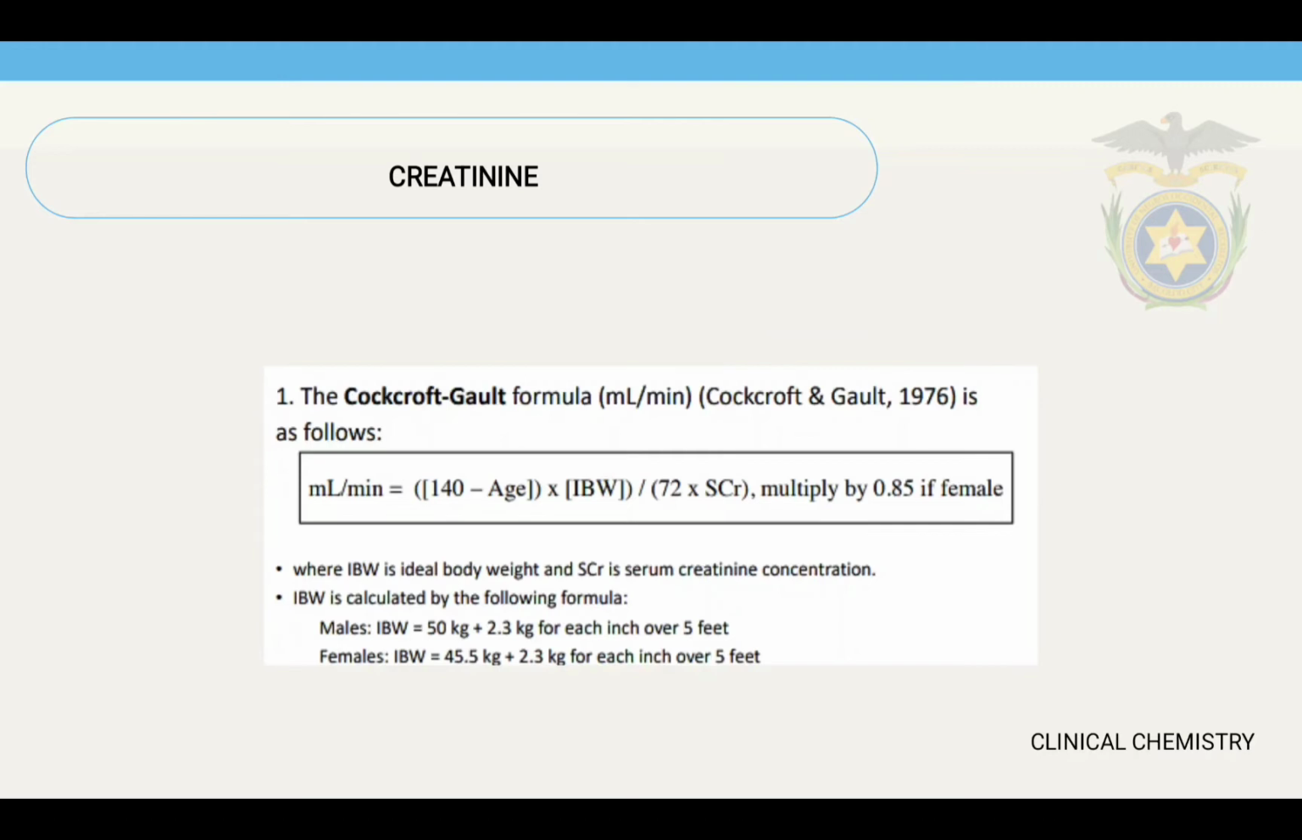So how do you solve for the patient's ideal body weight? Well, basing on the formula below, if the patient is a male, you get 50 kilograms, and then you add 2.3 kilograms for each inch over 5 feet. If the patient is a female, instead of 50, you'd need 45.5 and then add 2.3 for each inch over 5 feet.